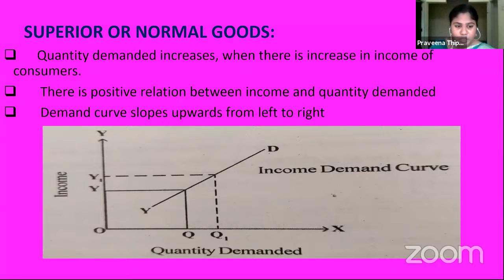When the income of the consumer is OY, the quantity demanded is OQ. And when the income has increased from OY to OY1, the quantity demanded also has increased to OQ1. So it means that when the income of a consumer increases, the demand also increases. That is the reason we observe the demand curve sloping upwards from left to right in case of superior or normal goods.